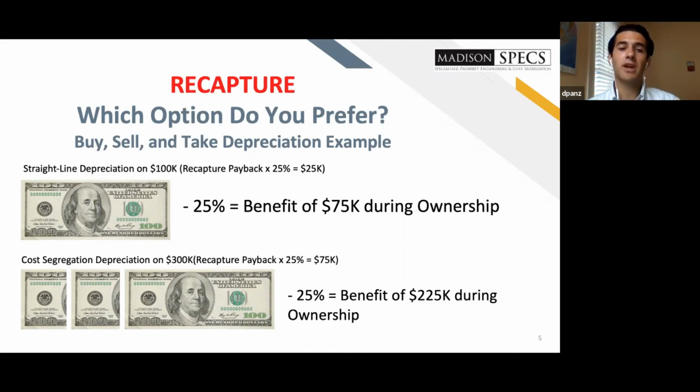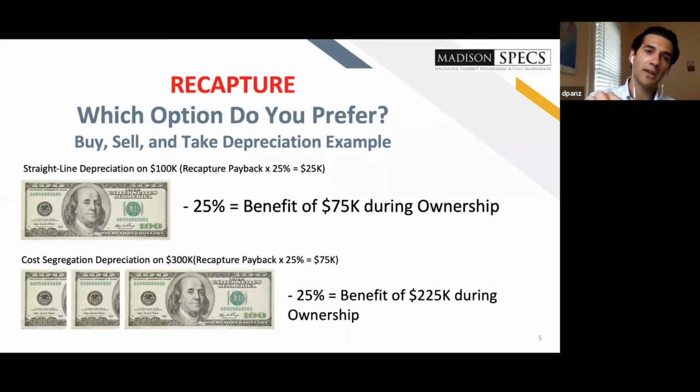And if you did cost segregation, you might be getting $300,000 worth of depreciation. So we're tripling the depreciation you get. You have to pay back 25% of that, which is $75,000. Yes, it's more than $25,000, but you get to maintain the benefit of $225,000 of ownership. So there's recapture. There's also the lowering of the basis, so you're going to be paying more in capital gains tax if you are doing cost segregation. But with both of these combined, the benefits you're getting from cost segregation are still going to be larger than the taxes you're going to be paying back.